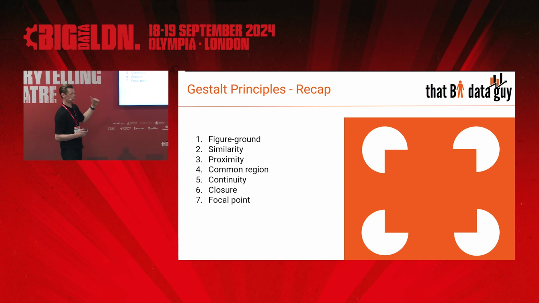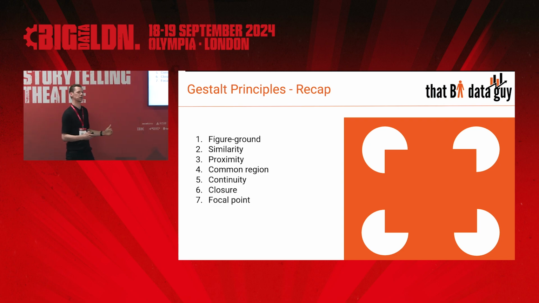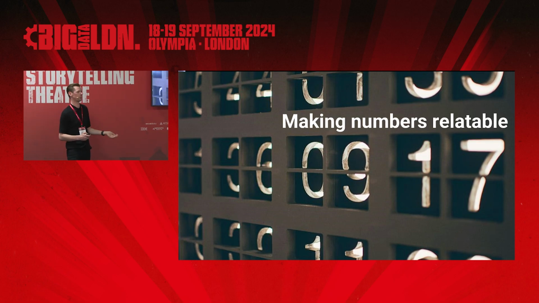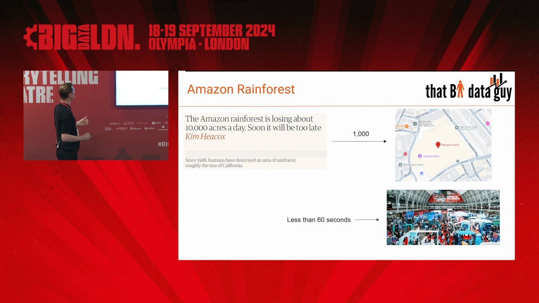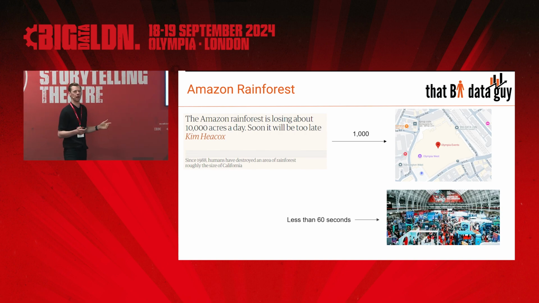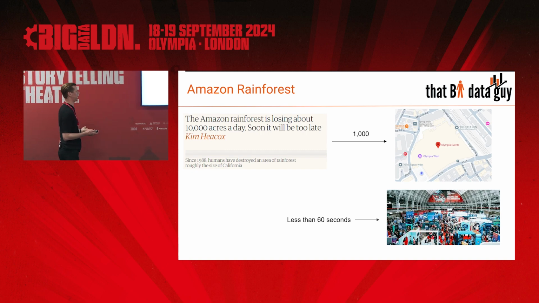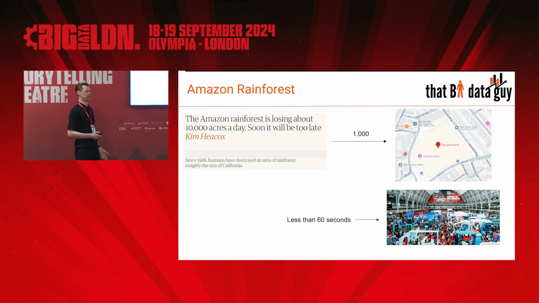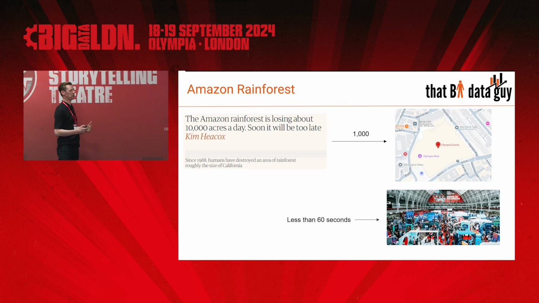So just Google Gestalt, get your team to Google Gestalt and go and look at how they can apply it to their visualizations. Now we're thinking like a designer, we need to make numbers relatable. So the Amazon rainforest is losing about 10,000 acres a day, right? Any farmers in the crowd today? Any idea what 10,000 acres is? Because I've not a Scooby, yeah? Well, it's actually 1,000 Olympic parks, yeah? A day, a forest that size.